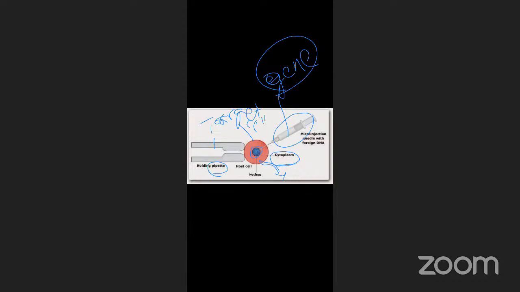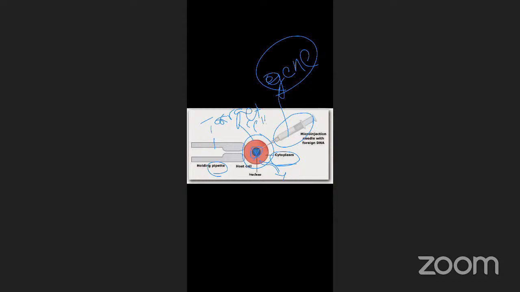What is protoplasm? Nucleus together with cytoplasm, this entire portion is called protoplasm. Cytoplasm is without the nucleus, the rest of the portion, that means only the red color portion. Yes, sir. You can inject the desired gene into the cytoplasm or directly the DNA.